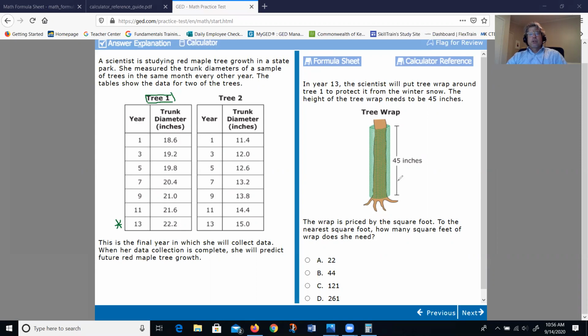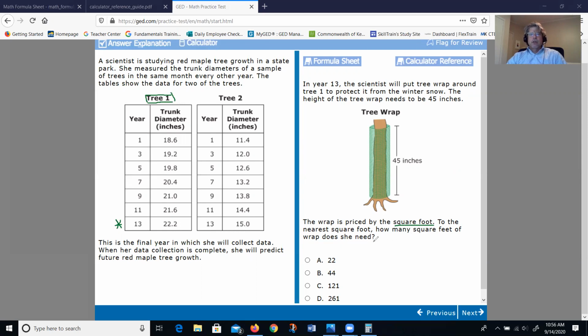So it looks like they're using this picture here. The tree wrap is just the little wrapping that they're doing around the tree. So it kind of looks like a cylinder since it's going around a tree. This is going to protect it from the winter snow. The height of the tree wrap is 45 inches. The price of the wrap is measured by the square foot. So that's cueing me in that this is an area problem. To the nearest square foot, how many square feet of wrap do we need? So our question is how many square feet do we need?